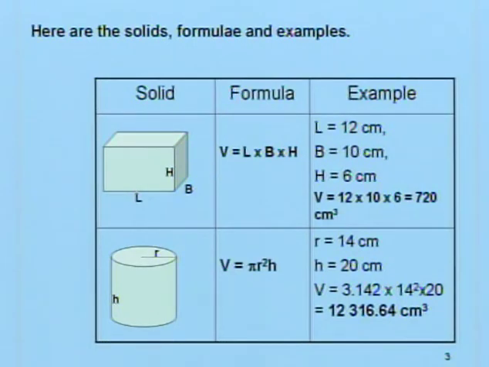If you are given that r is 14 cm and h is 20 cm, then the volume can be calculated as 3.142 times 14 squared times 20. When that calculation is done, we will have a volume of 12,316.64 centimeter cube.